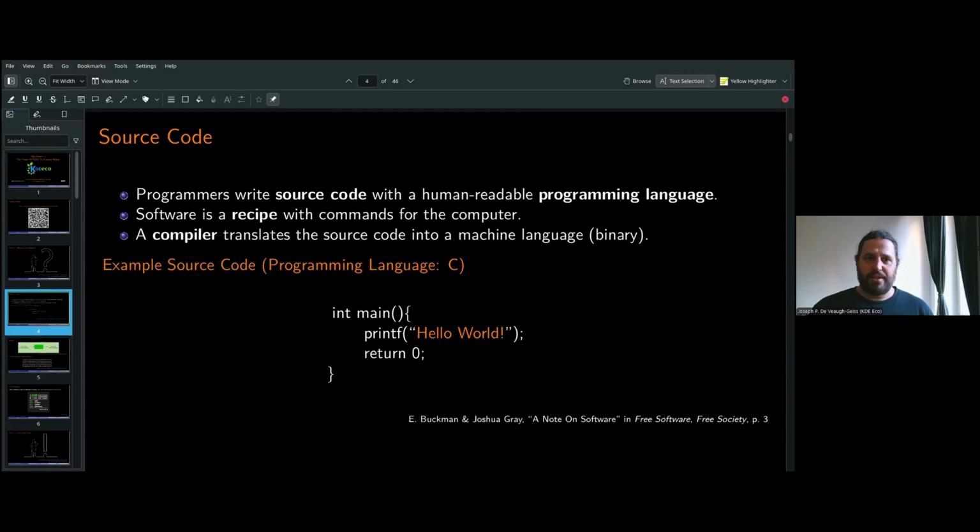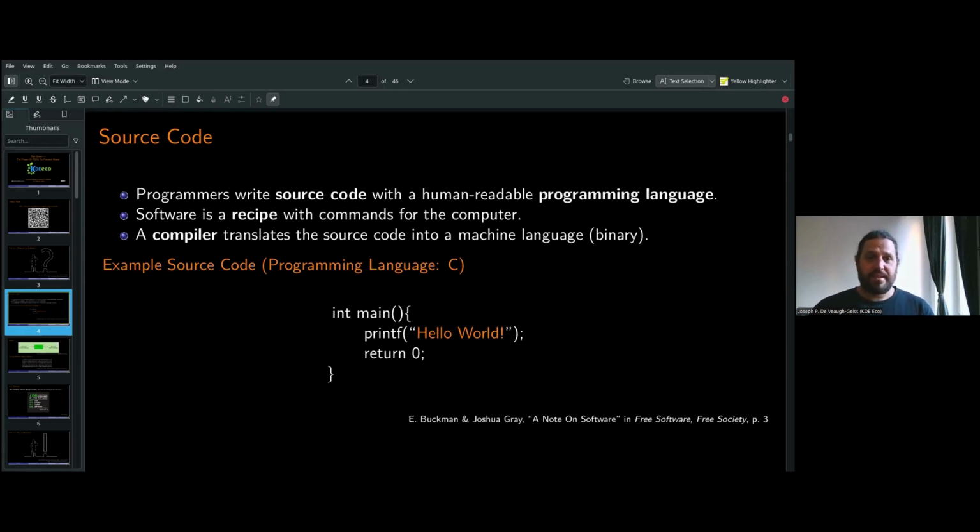So programmers write source code with a human readable programming language. I have an example here in the language C, which if you can look at the code there, you may not know how to write a program, but you can probably guess what this program does. I'll just let you look at it for a second and think about it. So if you guess that what it does is it prints hello world, you are correct.